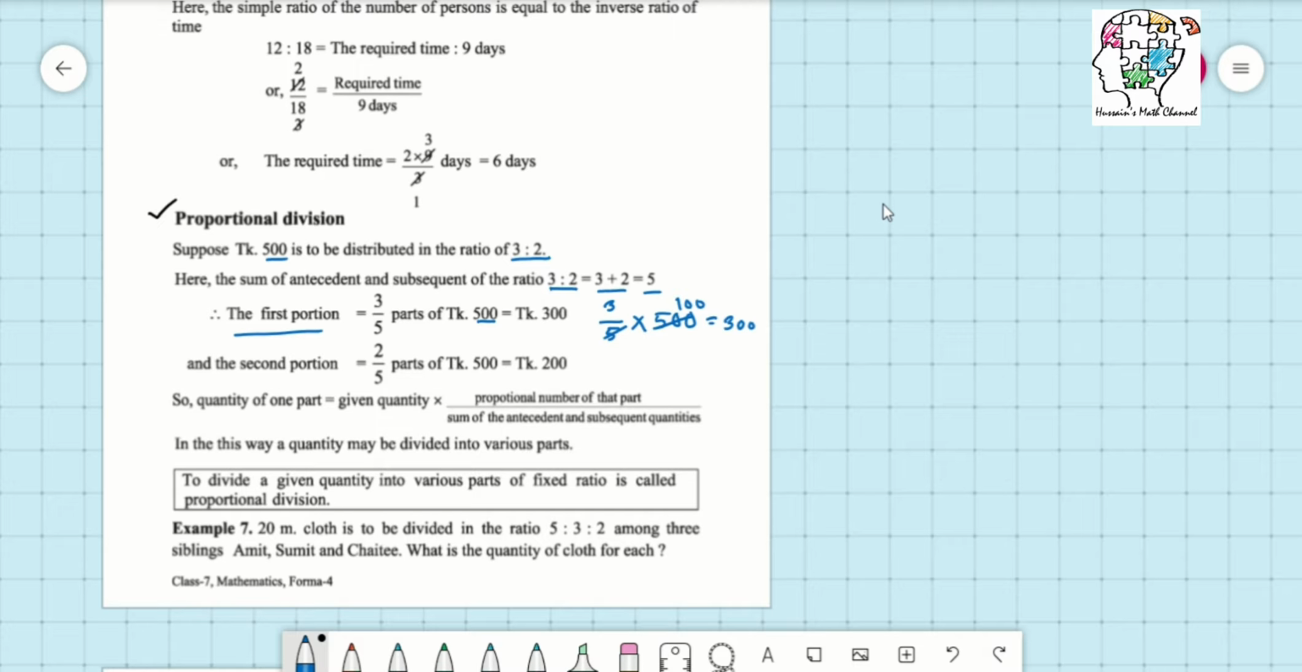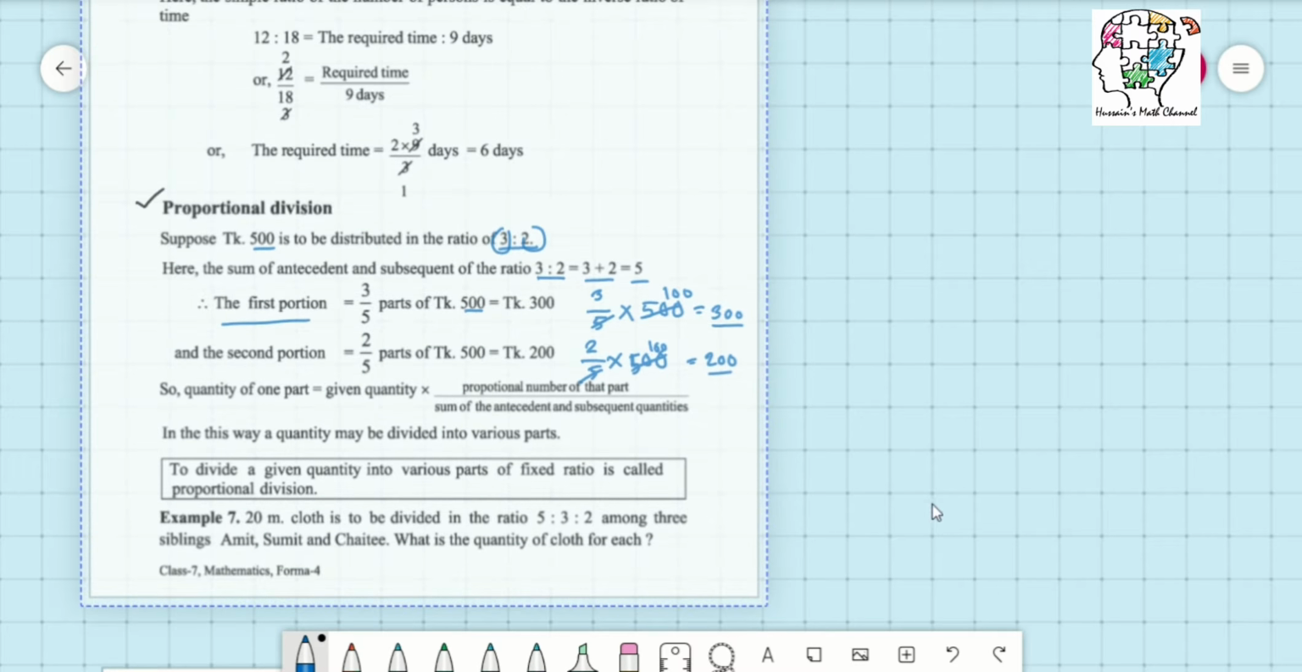Or we can do a similar kind of calculation. That means 2 divided by 5. 2 is the subsequent, divided by total, and then times total money, which is 500. If we calculate again, we will get 200. So if 500 taka is distributed in the ratio 3:2, then we can say that we will distribute 300 taka and 200 taka, and total money will be 500 taka. Okay, let's go for an example.